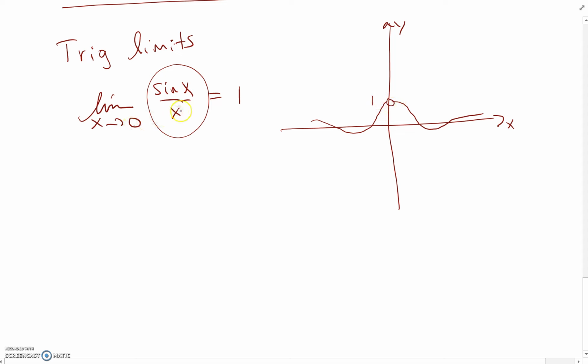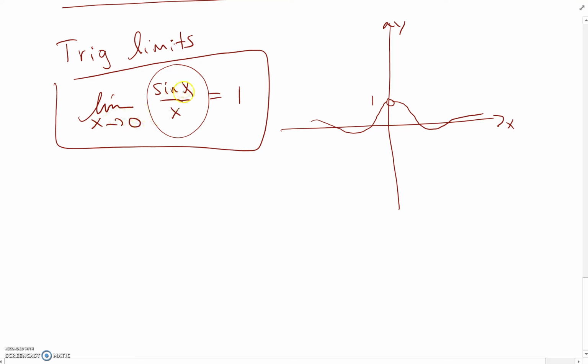Because if you plug in 0, look, if you plug in 0 here, sine 0 over 0, that's undefined. But it clearly looks like it's coming up hitting on 1, doesn't it? Well, I'm going to prove that for you, like I said, on another day. So we need to accept this limit. Very important limit. Got to memorize that.